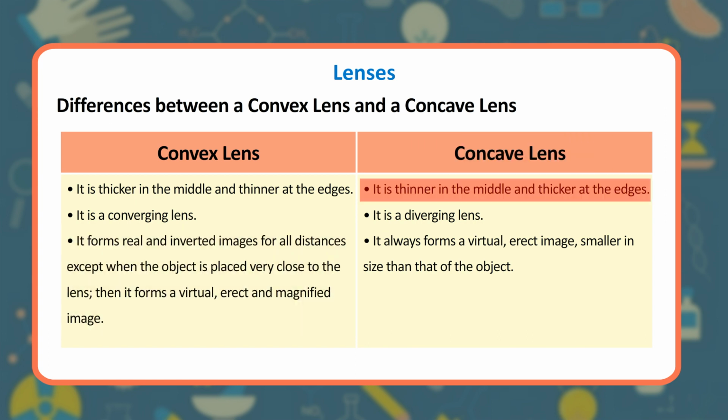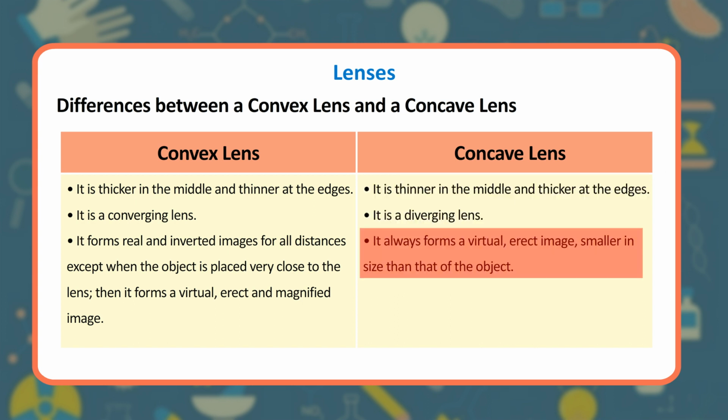Concave lens. It is thinner in the middle and thicker at the edges. It is a diverging lens. It always forms a virtual, erect image, smaller in size than that of the object.